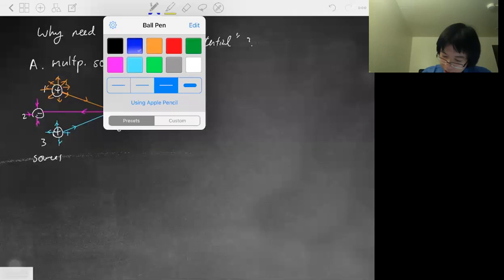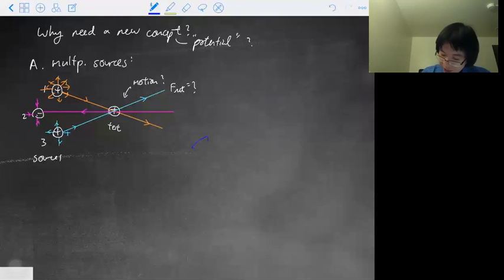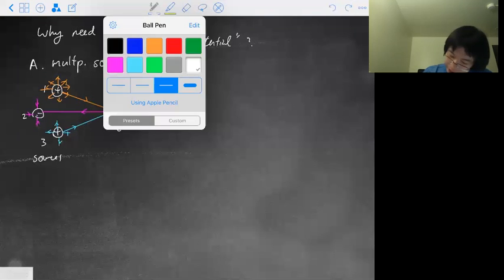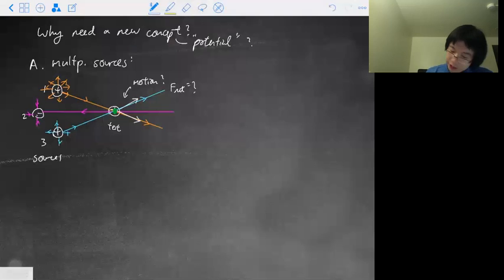Let's just use, yeah, I don't know if blue shows up well, probably not. Okay, let's use green. So the orange one, due to the source number 1, it's going to create a force this way, right? And due to the source number 3, it's going to create a force this way. Let's use white, it's not showing up too well. And due to source number 2, it's going to create a force this way, right? So force due to 1 on the test, force due to 2 on the test. This is the force due to 2, and this is the force due to 3, right?